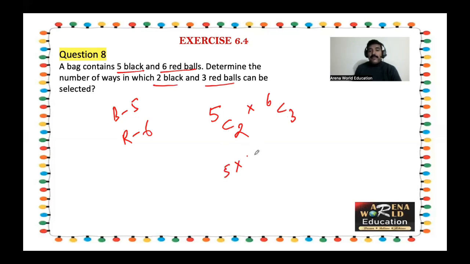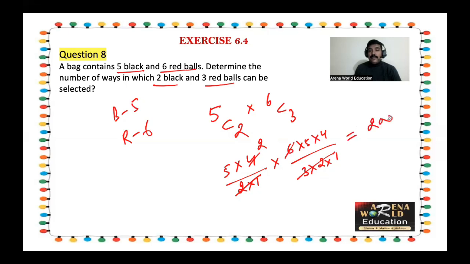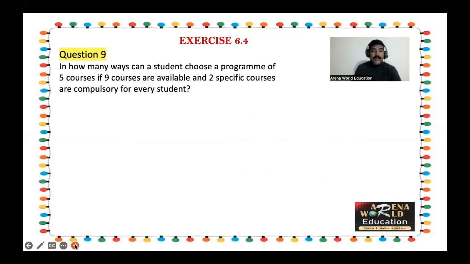So this will be, what is the final answer? This will be what? 5 into 4 divided by 2 into 1, and this will be what? 6 into 5 into 4, and this will be divided by 3 into 2 into 1. So if you simplify this one, what we will get? 5 2s are 10 and 5 4s are 20. So I think 200. Yes, 200 is the correct answer. So in this way, you can solve question number 8, which is very easy. So now question number 9.